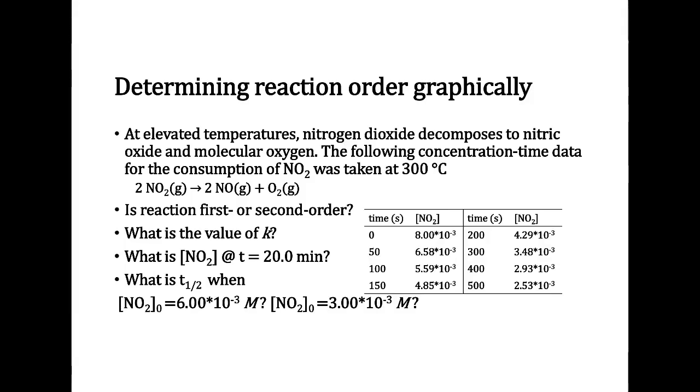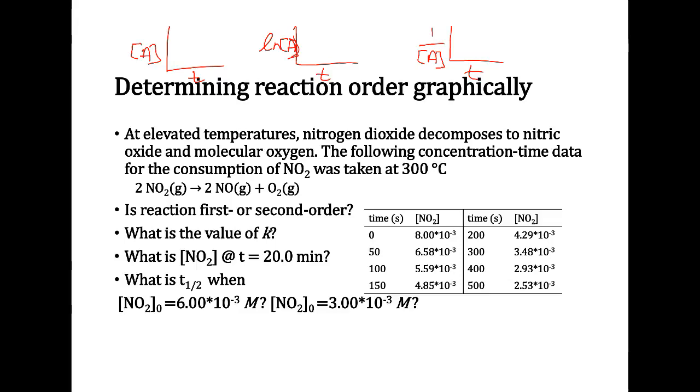In this problem, I give you a set of data where it's time and then the concentration of NO2. And what I'm asking is, what order is this reaction? So in class, what we would have done is we would have made a graph. So we would have made 3 plots. We would have made a plot of concentration versus time. We would have made a plot of the natural log of the concentration versus time. And then a plot of 1 over the concentration versus time.